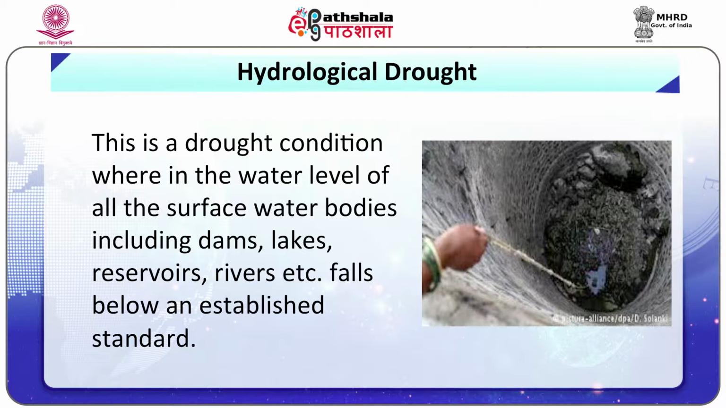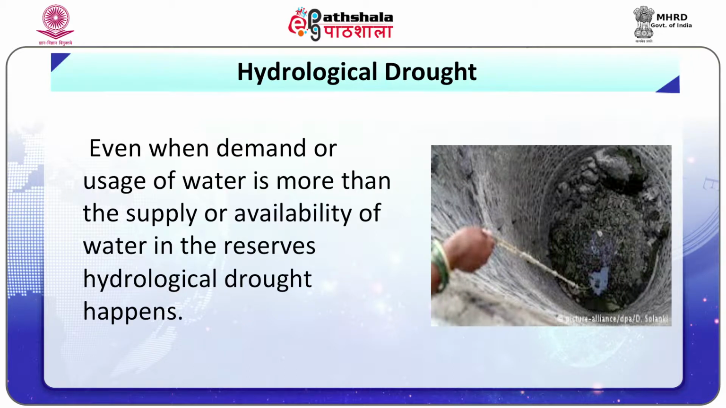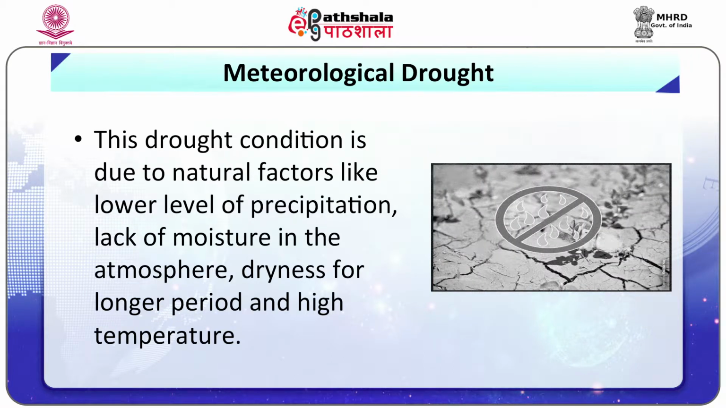Another type of drought is hydrological drought. This is a drought condition wherein the water level of all the surface water bodies, including dams, lakes, reservoirs, rivers, etc., falls below an established standard. Even when demand or usage of water is more than the supply or availability of water in the reserves, hydrological drought happens. Another type of drought is meteorological drought.